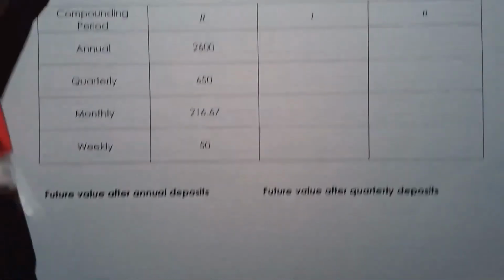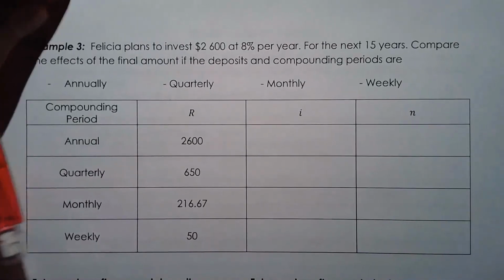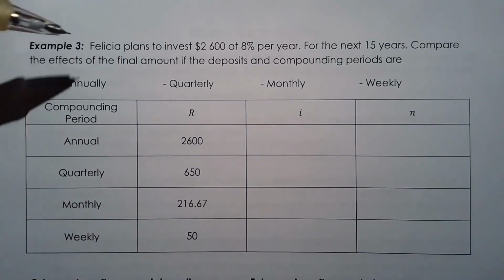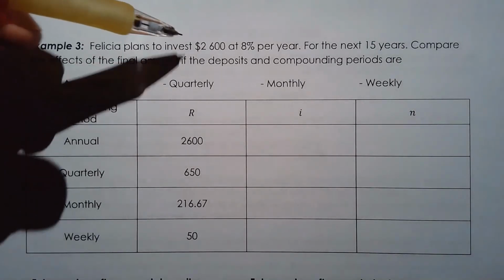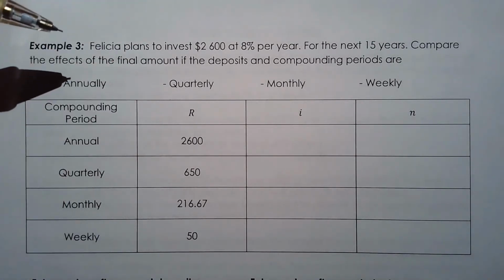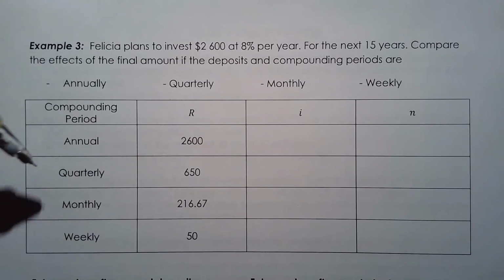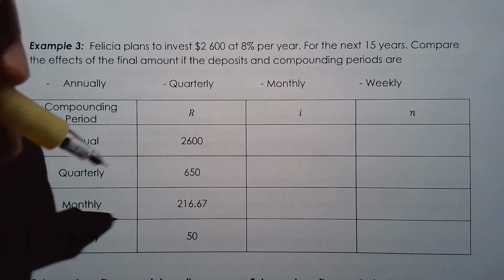Okay, so for example 3, it's a little repetitive, but it's a good question. Felicia plans to invest $2,600 at 8% per year for the next 15 years, and she has a few ways to do it. She could just invest $2,600 at the end of the year, or she can actually break it into quarterly deposits.